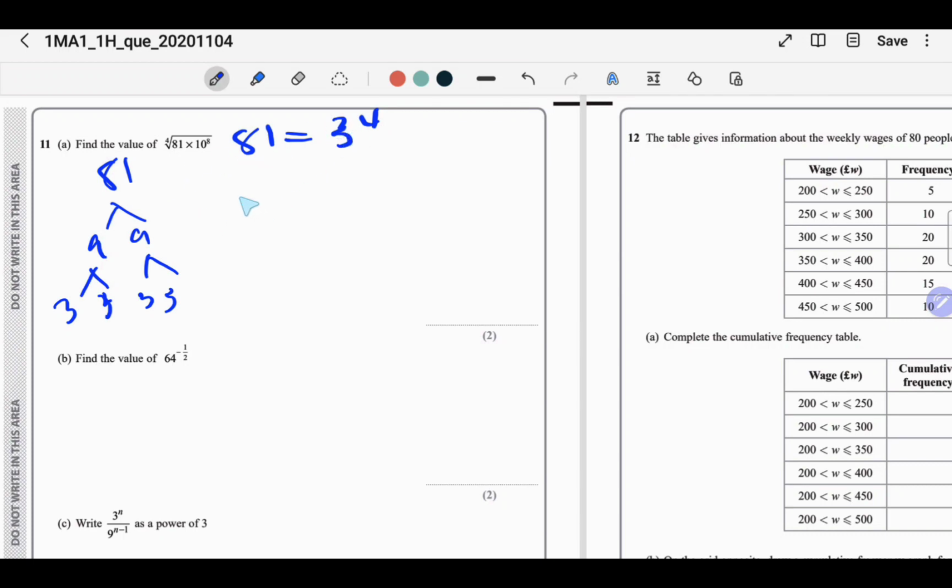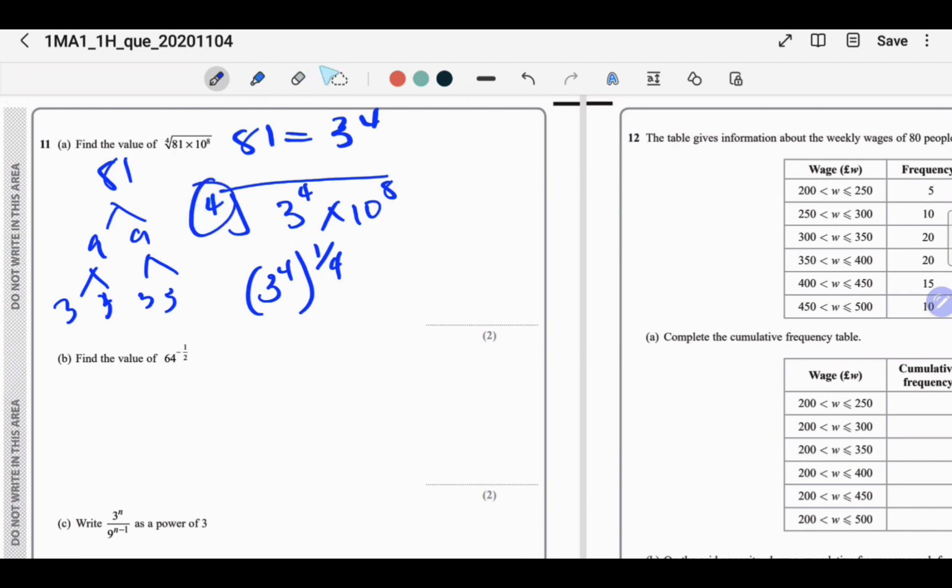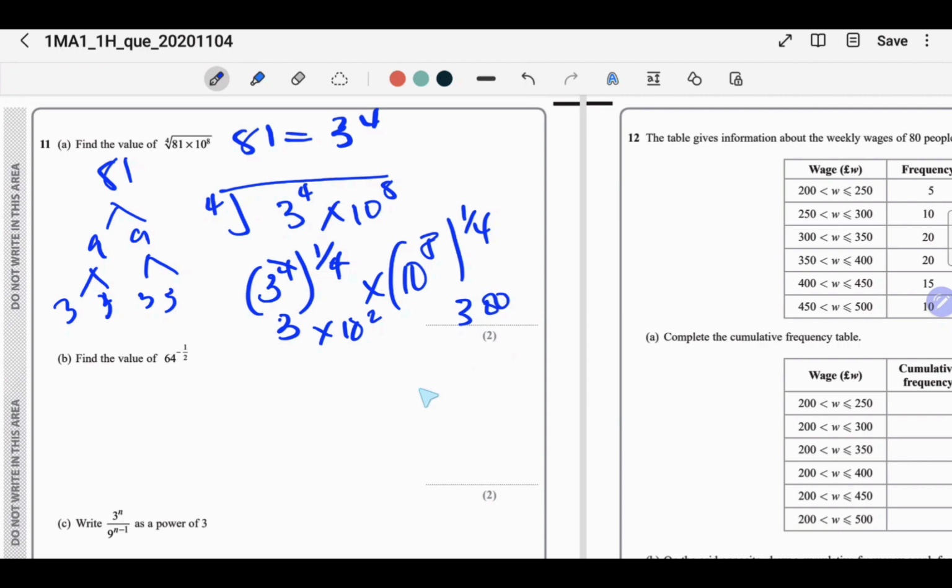And now we can rewrite the question. So we're finding the fourth root of 3 to the power 4 times 10 to the power 8. And actually we can separate this so that we can give each one a separate power. So this will be 3 to the power 4, and then I put 1/4, so this goes out and becomes 1/4 times 10 to the power 8 to the power 1/4. Makes it a lot easier. The 4 cancels out, so we're going to have 3 here, and then here we're going to have to do 8 times a quarter, which is 2, so times 10 squared, and the answer will be 300.